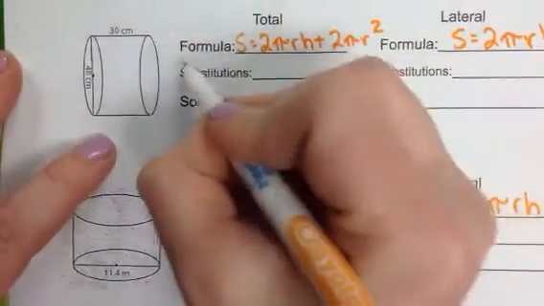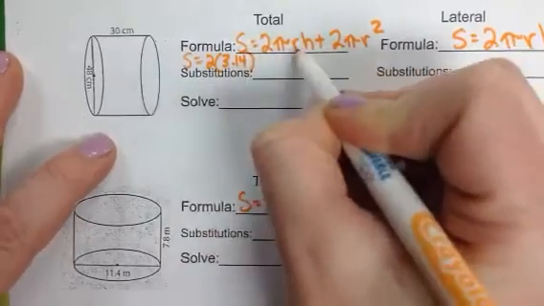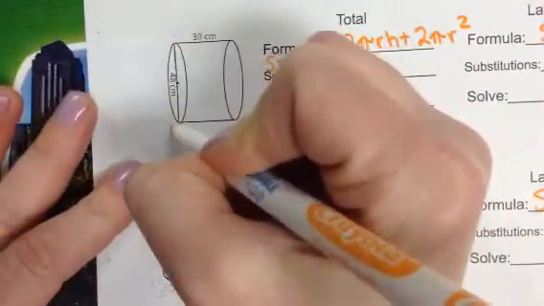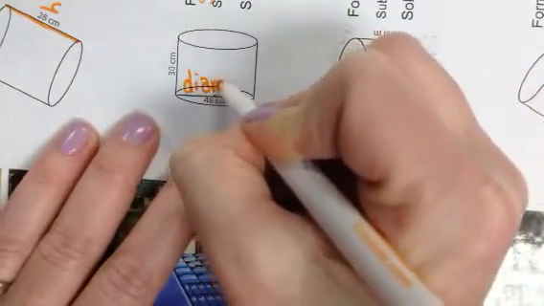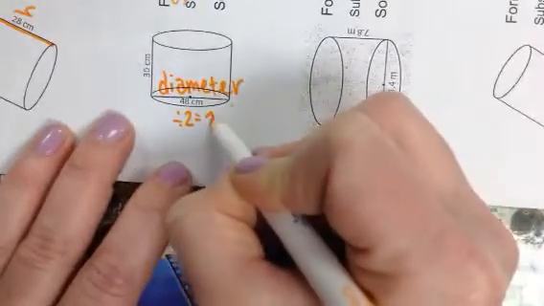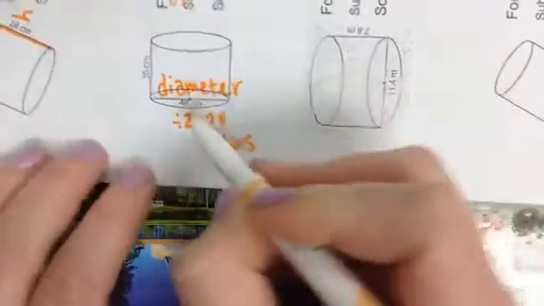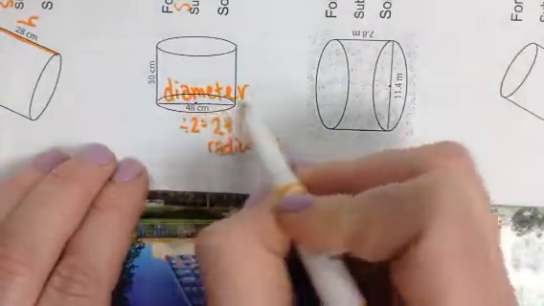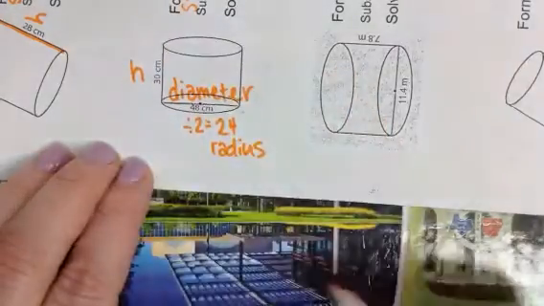Substitution part on the next one. S equals 2 times 3.14. I need the radius. All the way across the circle is the diameter. To get the radius, you divide it by 2. Okay, so since now I've got it turned to where it's sitting on the base, I'm going to go ahead and label that this 30 will be my height. So my radius is 24, 30 is my height.